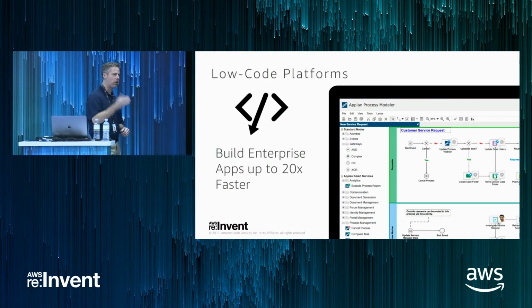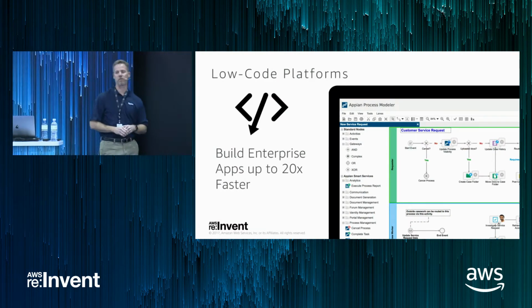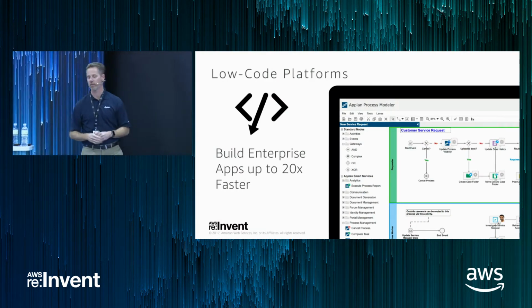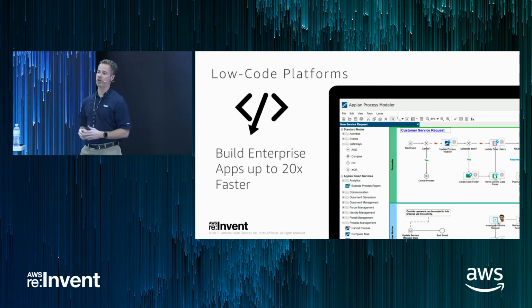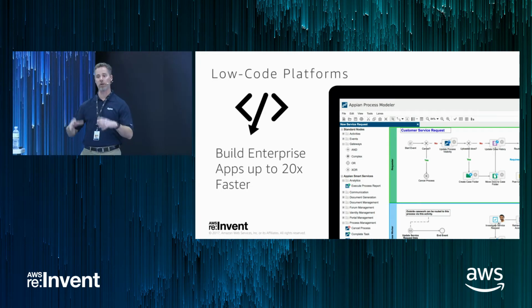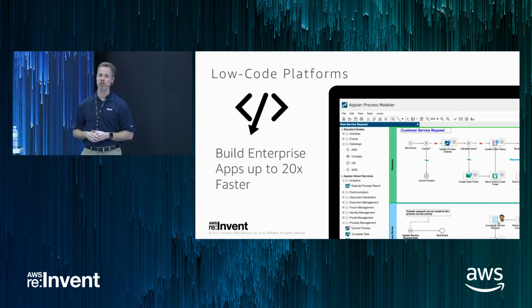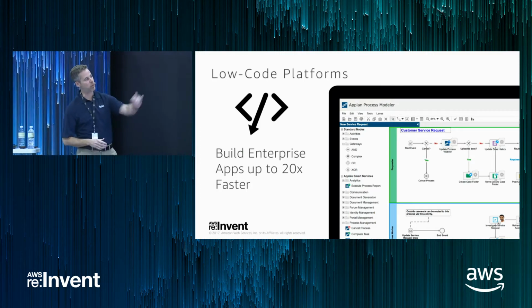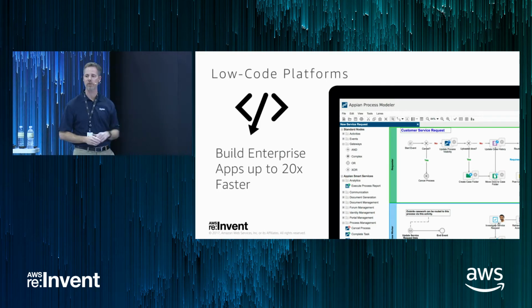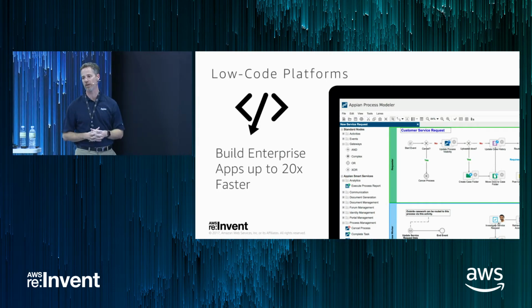So, low-code platforms, if you haven't seen these before, it's a visual paradigm. It allows you to take less skilled users, less skilled developers, to build applications that satisfy your business users. So of course, it's a visual paradigm for drag and dropping building an application. It can build apps up to 20 times faster using less skilled people than 3GL development.